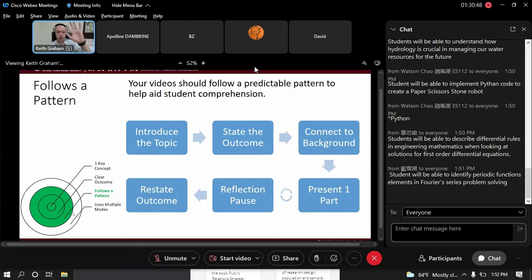I'd like to draw your attention to the bottom left for a second, just so we can know where we've been and where we are. So we've identified one key concept, and you see that throughout today's workshop, you have worked on making that more and more focused, which is good. And then we talked about writing a clear outcome. So a statement so that students know exactly what to expect in the video. What should they be able to do by the end of the video?